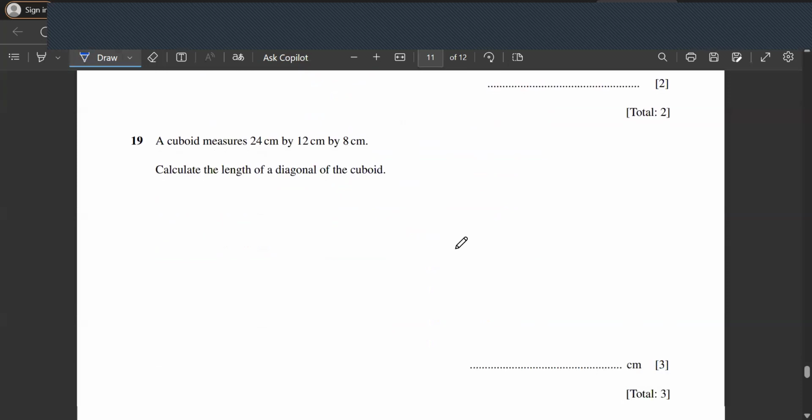Okay, look at this question. A cuboid measures 24, 12, 8 centimeter. Calculate the length of the diagonal of the cuboid.